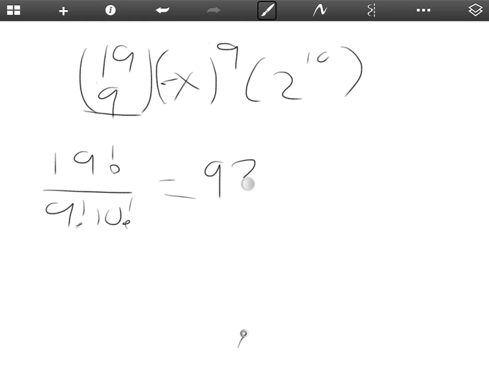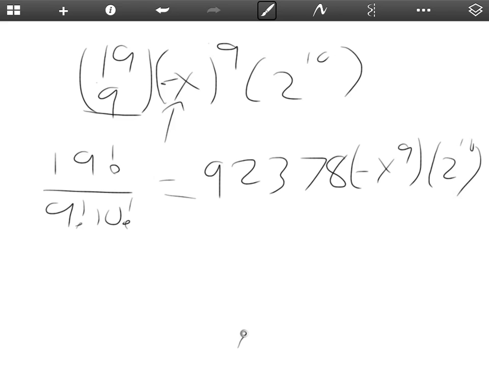It's 92378, right? And we know negative x to the ninth, and 2 to the 10. We're going to simplify that in a second. So this is going to be negative this whole number times this whole number here. We're going to do that right now.